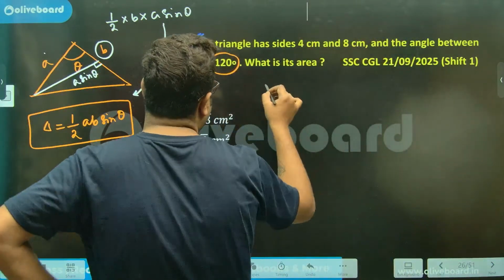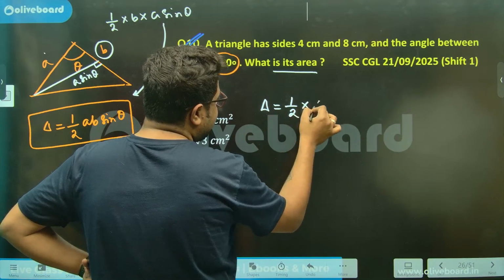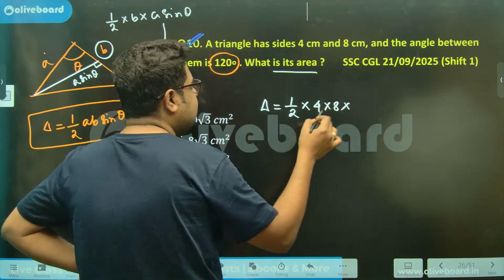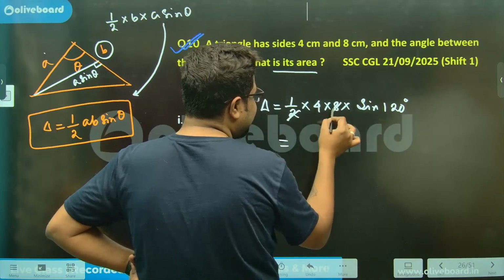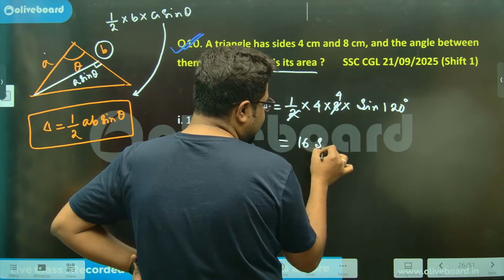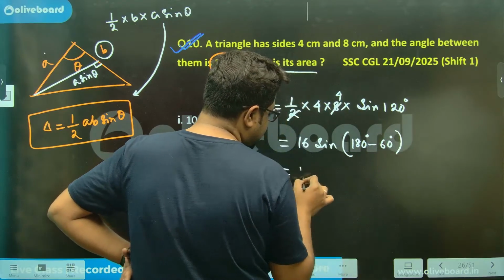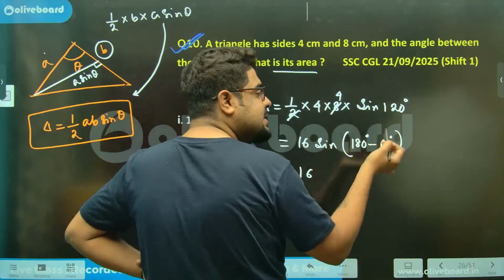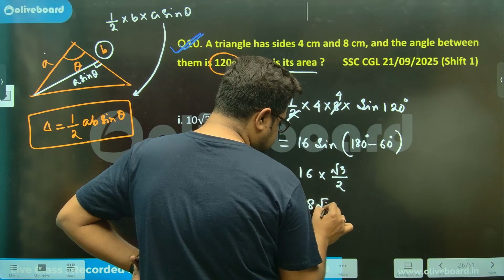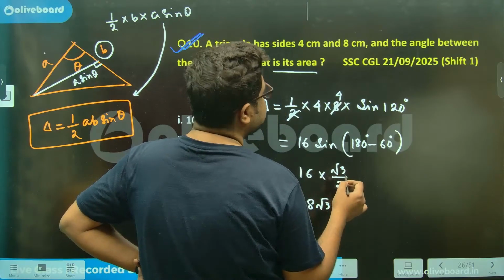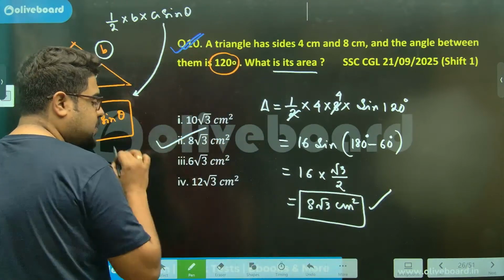Now again, over here, so area will be what, sir? Half AB, 4 into 8, into sine 120 degree. But sir, sine 120 degree, how can we do that? Sir, sine 120 means 180 minus 60 degree. So that means sine 60 degree, which is root 3 divided by 2. That means 8 root 3. Unit is given, centimeters. So centimeter square will be your correct answer, which is option number 2.